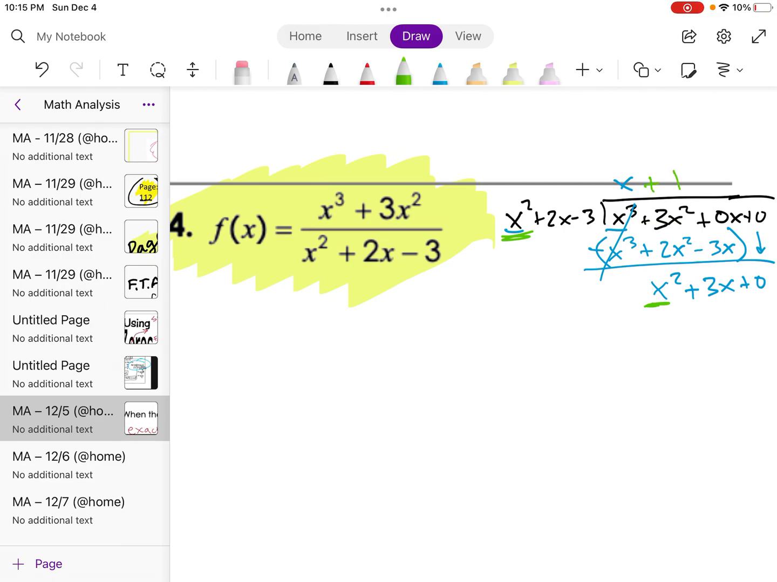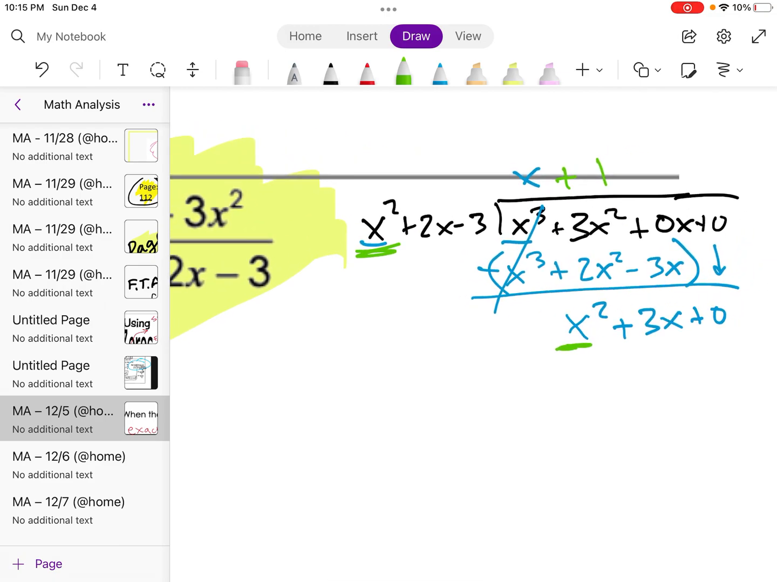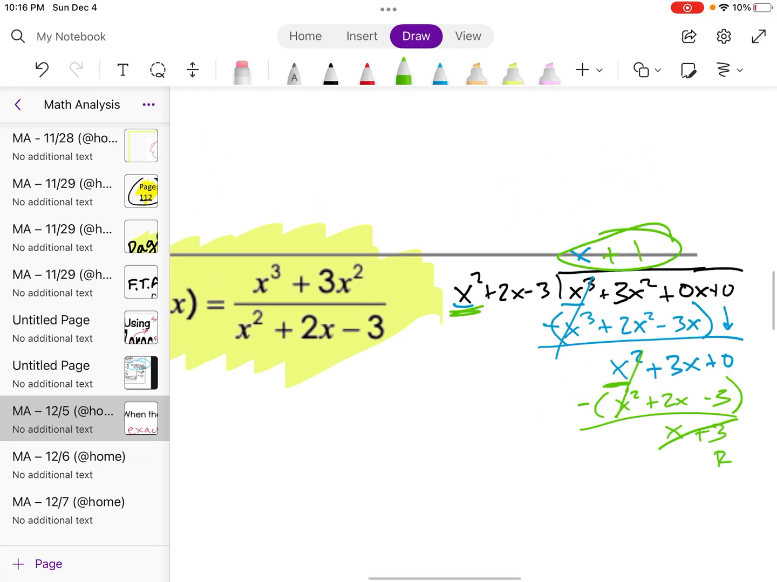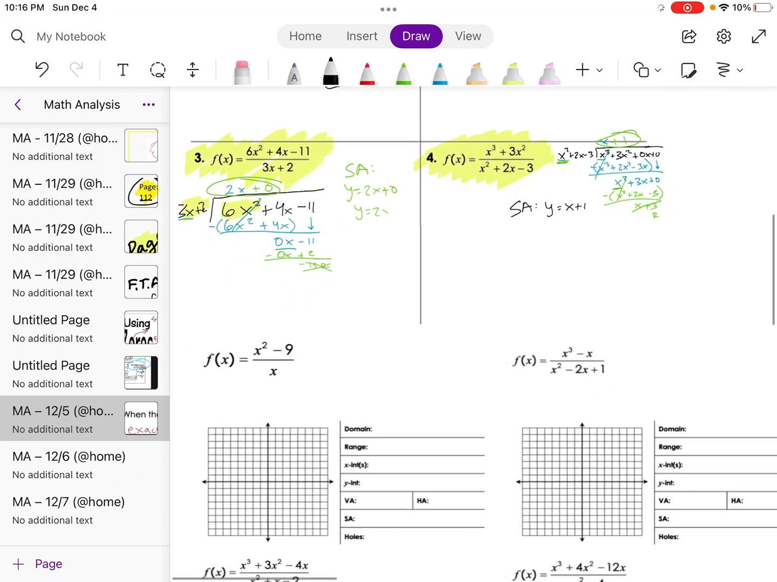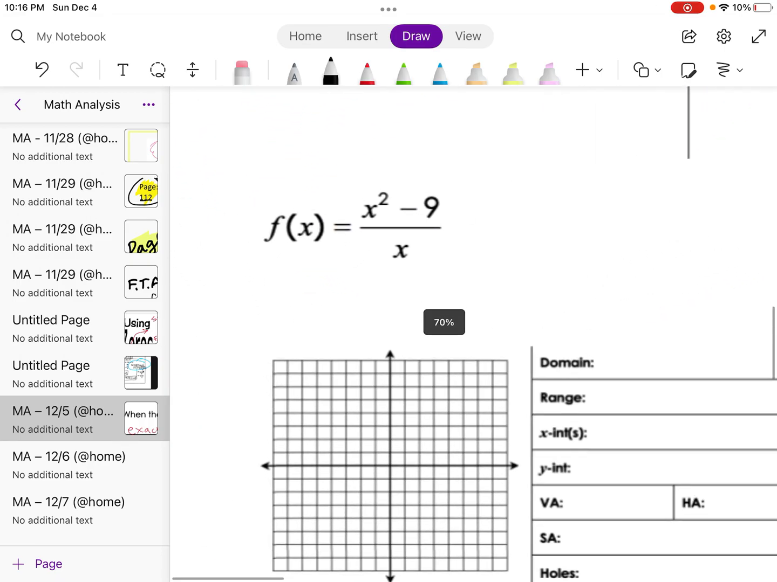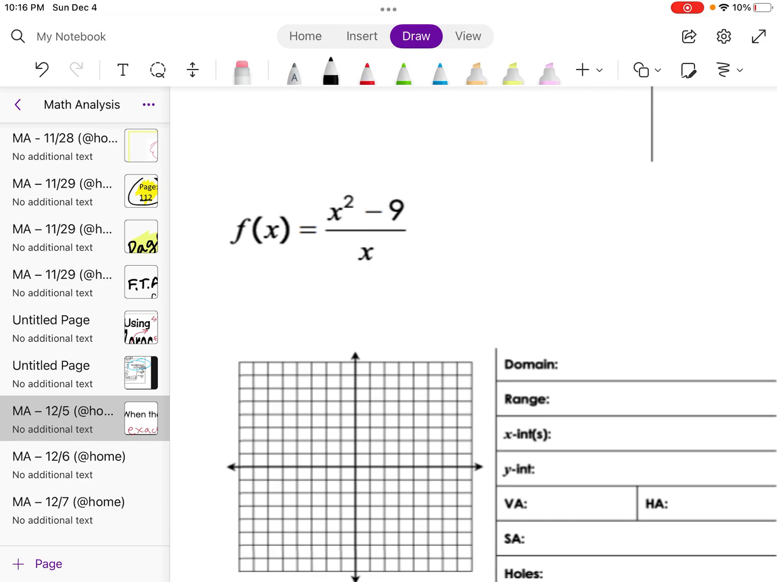Bring down that 0. Now we're focusing on how to make this look like that. We have to multiply it by 1. And so we get x squared plus 2x minus 3. Subtract the entire thing. Those go away. And we get 0 minus a negative 3 is plus 3. This is our remainder, but we don't really care about the remainder. We only care about what we are going to have. So this tells us that our slant asymptote would be y equals x plus 1. Okay, now that we know how to find slant asymptotes, let's move on to a couple of practice problems.